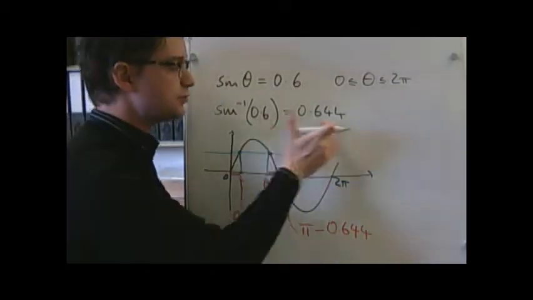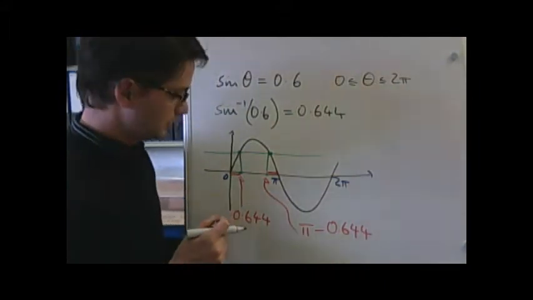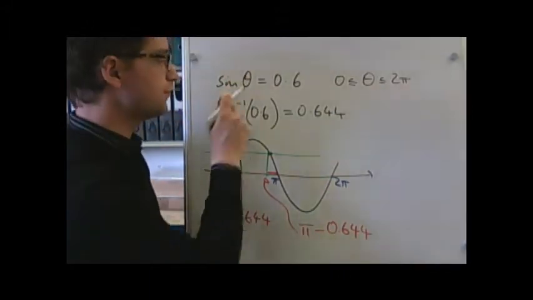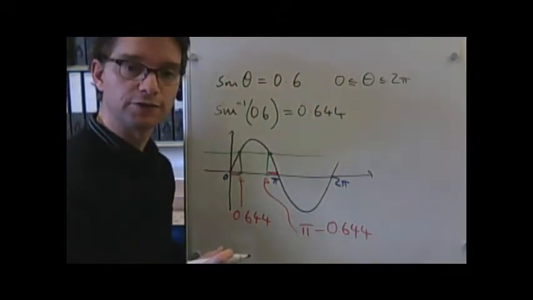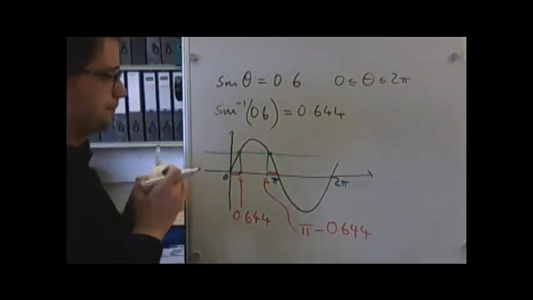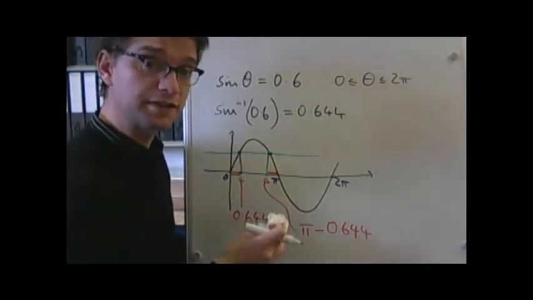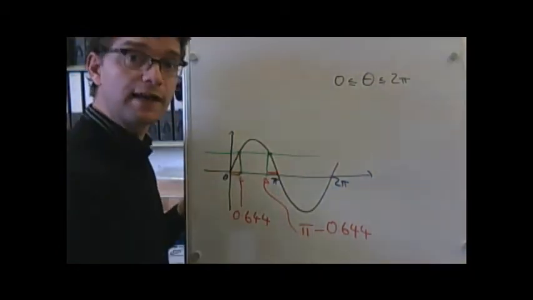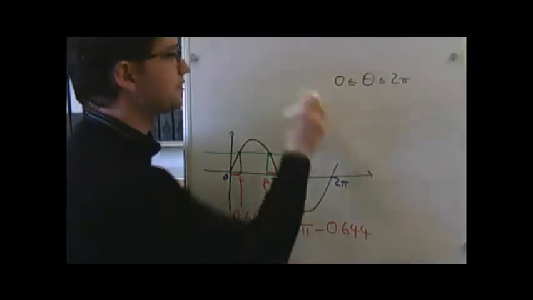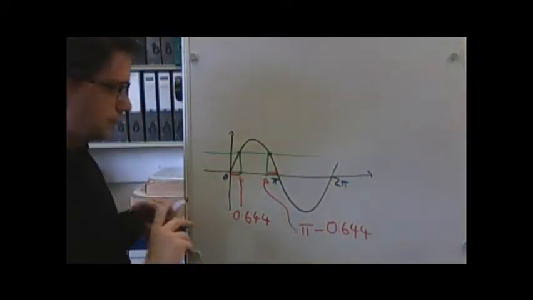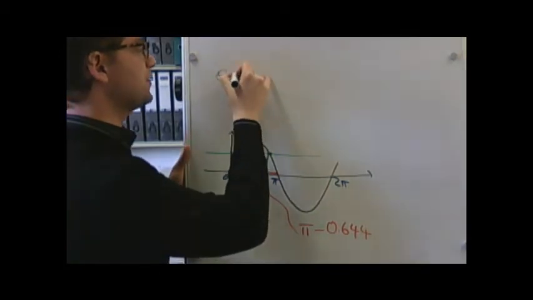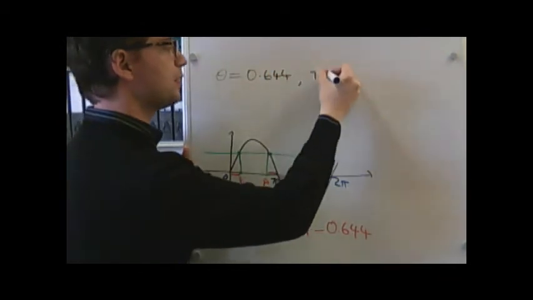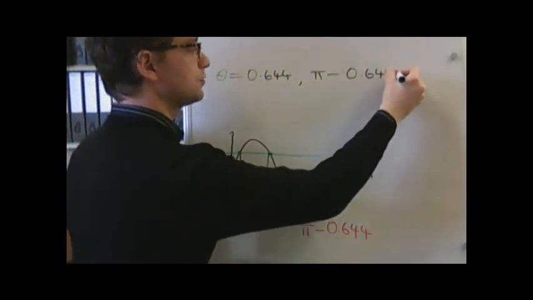So by using this initial value that we got with an inverse sine and the symmetry of the curve, we found two possible values for theta that fit within our range. Okay? And because I haven't got much space on this little board, I've got to rub this out as we go along. So where we've gotten to, you keep going down. If you're copying this out, you should keep going down underneath this. So where we've gotten to is that theta equals 0.644 or pi minus 0.644.